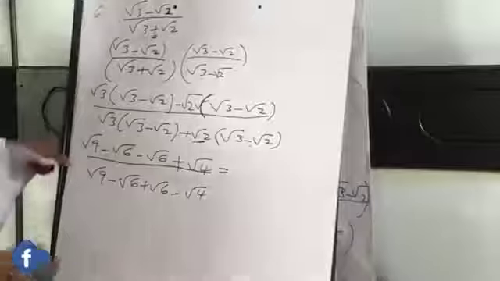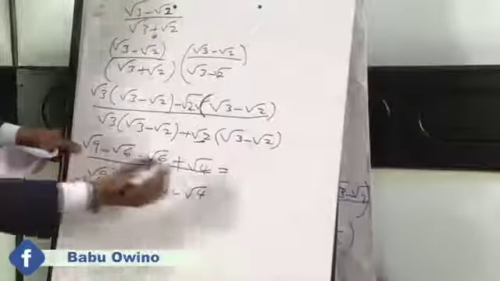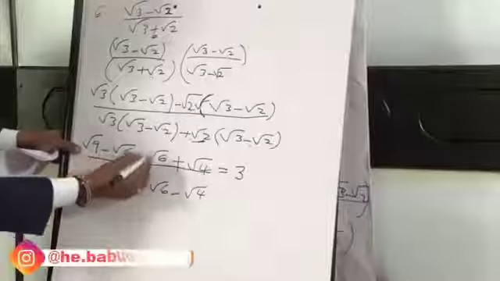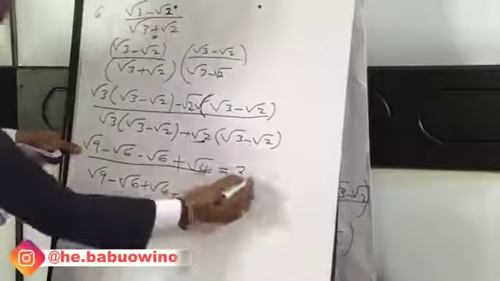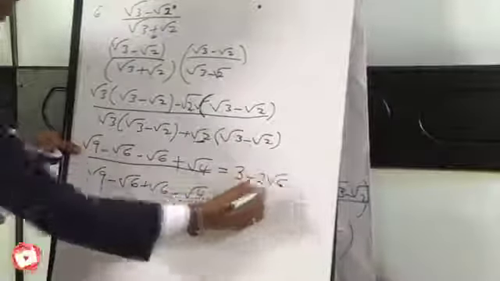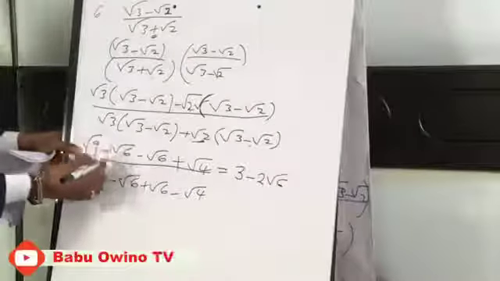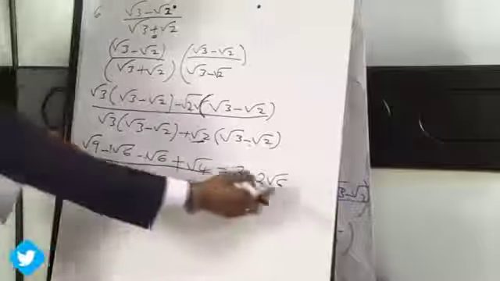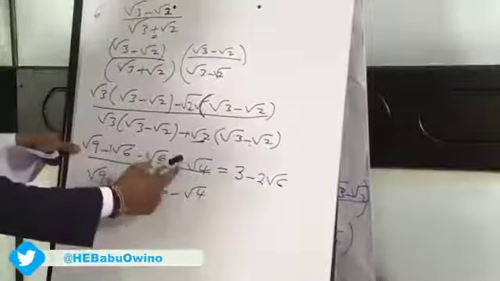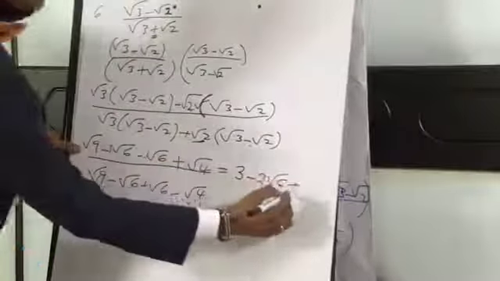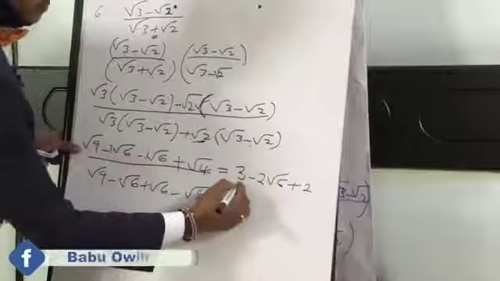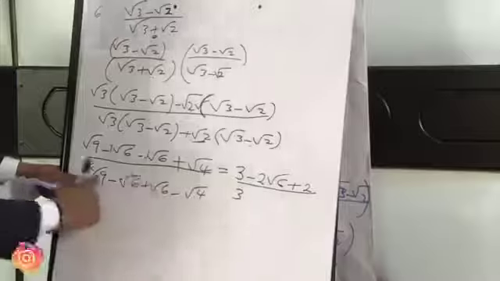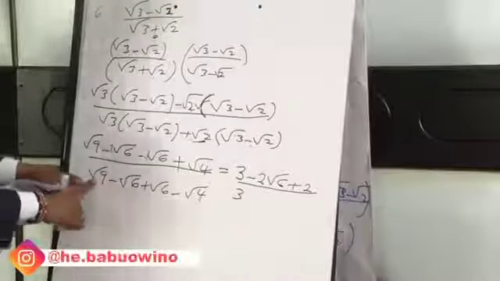What do we get from here? Root 9 is 3. Minus root 6 minus root 6 is minus 2 root 6. You just pick the coefficients, which are 1 and 1, add the 1s, then maintain root 6. Then plus root 4, the square root of 4 is 2. Divide by root 9, the square root of 9 is 3.